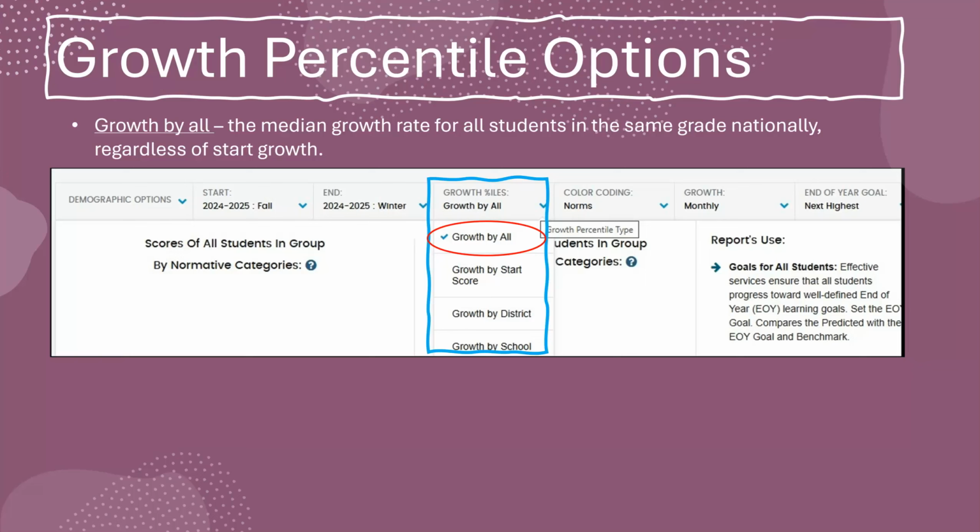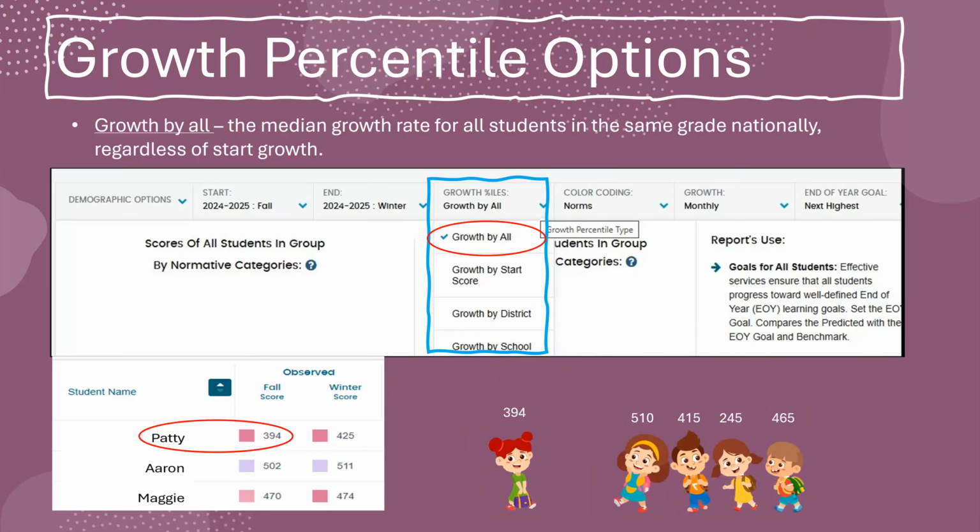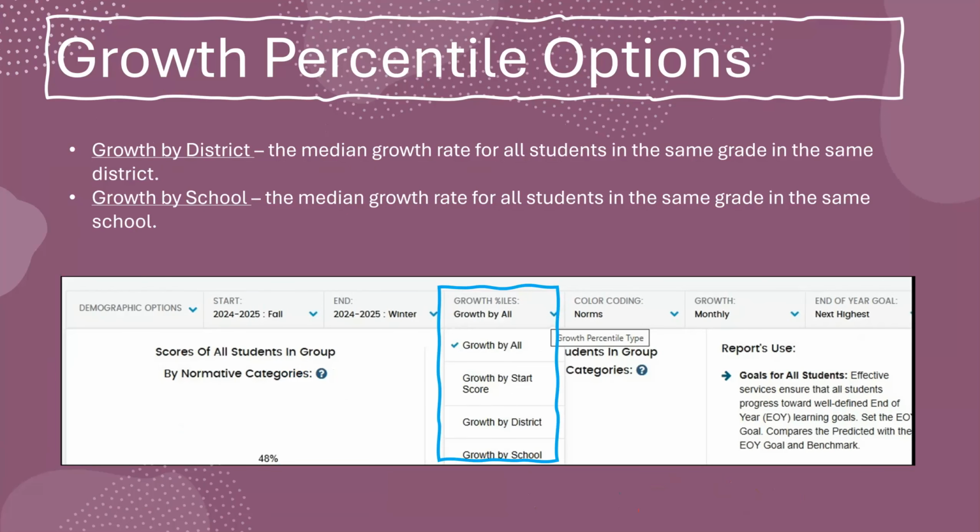For example, let's say you are looking at a 3rd grade class and have it set to growth by all. Then say that you are looking at a student named Patty who had a high-risk START score of 394. When comparing Patty to other students, this filter would make it so that she is being compared to the 3rd grade national sample regardless of START score, meaning that Patty would be compared to 3rd graders who had START scores in advanced, low risk, and some risk. Similarly, if you select growth by district or growth by school, Patty's data would compare her to all 3rd graders within the district or school regardless of their initial START score.